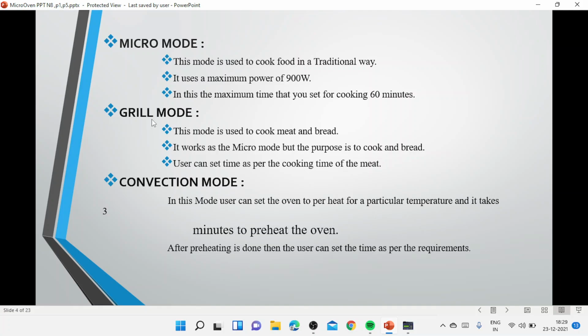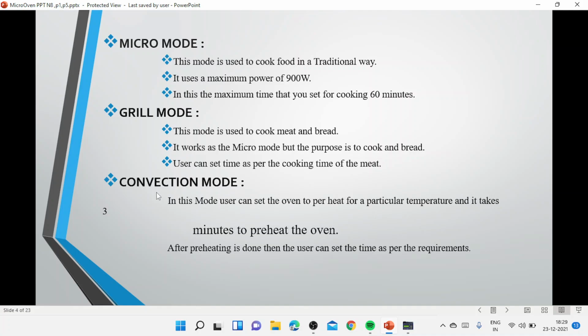Coming to the second mode, it is grill mode. This mode is used to cook meat and bread. It works like the micro mode, but the only difference is it is used to cook bread and meat. In this mode, we can set the time as per the cooking time of the meat. So as per our requirement, we can set the time.